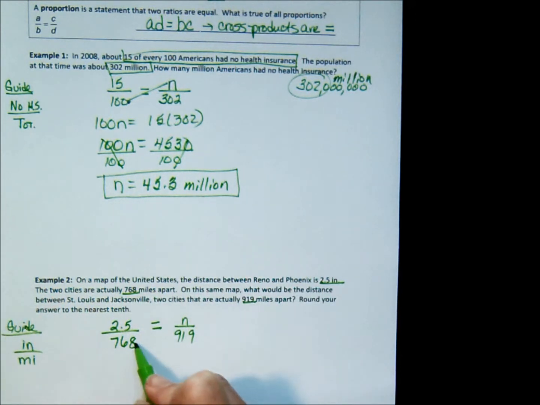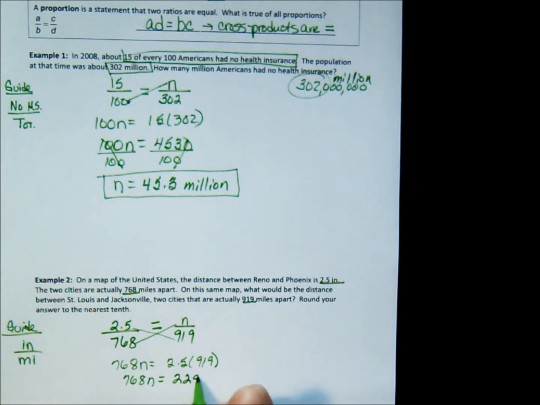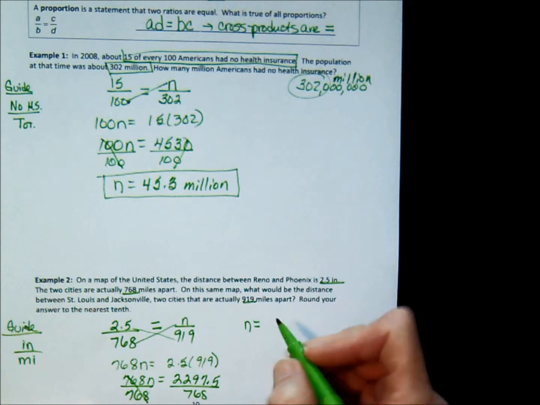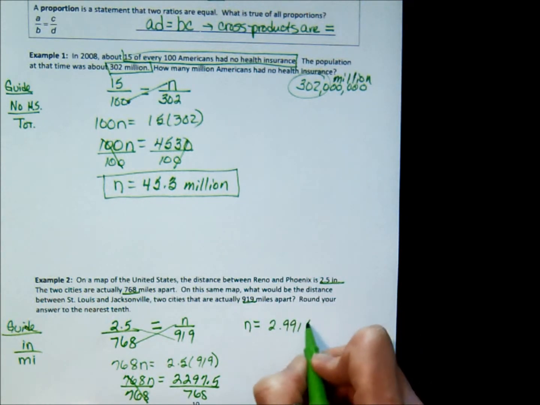So when I do my cross products, it's going to be 768N equals 2.5 times 919. So I'm going to go ahead and do that multiplication. And what we get is 768N equals 2297.5, or 2,297 and 5/10. I now have to divide both sides by 768, and when we do that, you end up with this. N equals 2.9915, and it keeps going.